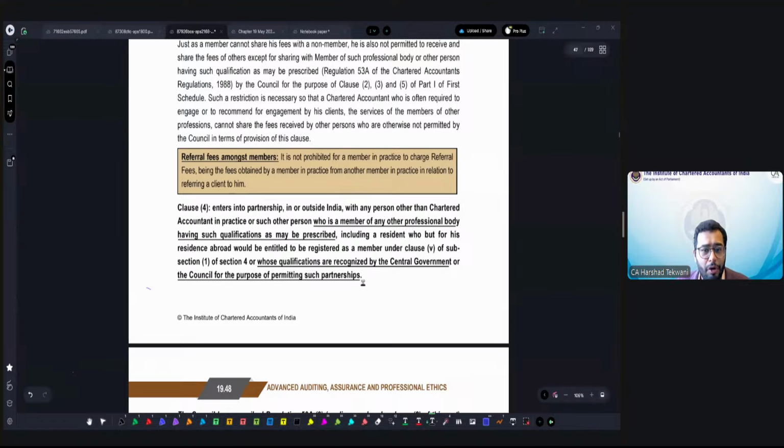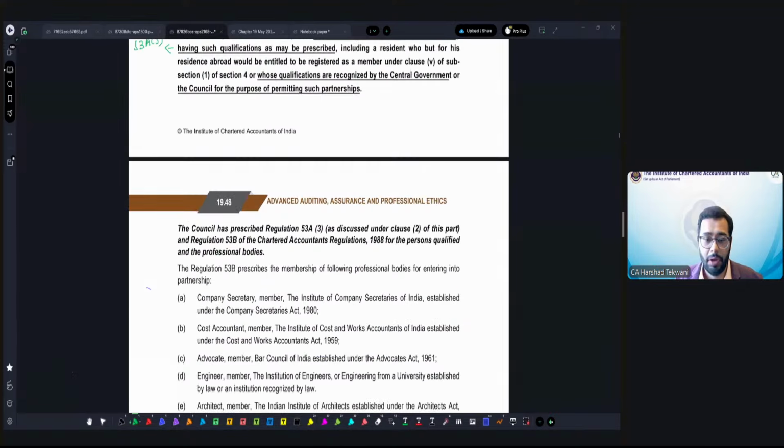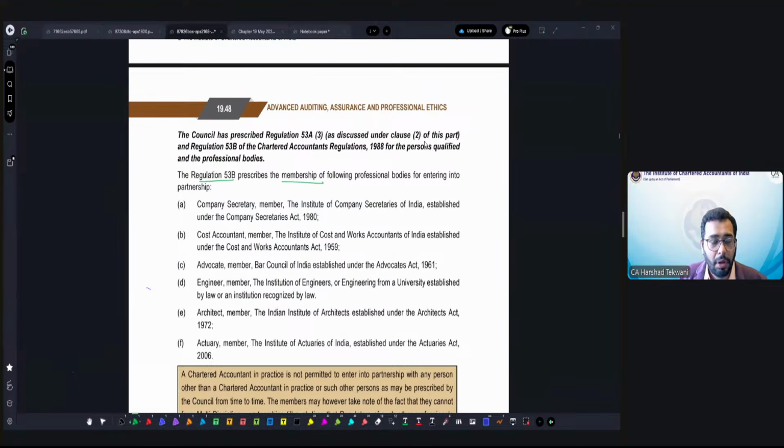Member of any other professional body having such qualification, that means your regulation 53A3. This is prescribed in 53A3. But whose qualifications are recognized by the central government or council for the purpose of permitting such partnerships are also described in regulation 53B. Regulation 53B prescribes memberships of the following professional bodies with whom you can enter into a partnership. It provides the details of the memberships of professional bodies. If a member is there, then yes, you can enter into a partnership based on regulation 53B. That is company secretary; if he's a company secretary, he's a member of the Institute.